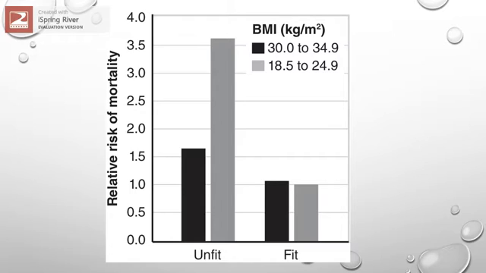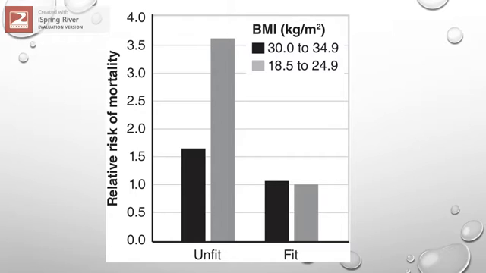This shows something similar, just shown in a little bit different way. So unfit here, and this is somebody with a BMI of at least 30. So these are obese people. These are normal weight people. And so if you're unfit, it's not good regardless of your BMI. But actually, look, the overweight people who are unfit have a relative risk of 1.6.